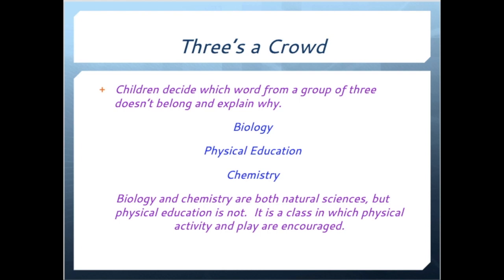And 3 is a crowd. Children decide which word from a group of 3 doesn't belong and explain why. Biology, physical education, chemistry. They would determine that biology and chemistry are both natural sciences, but physical education is not. It is a class which physical activity and play are encouraged.